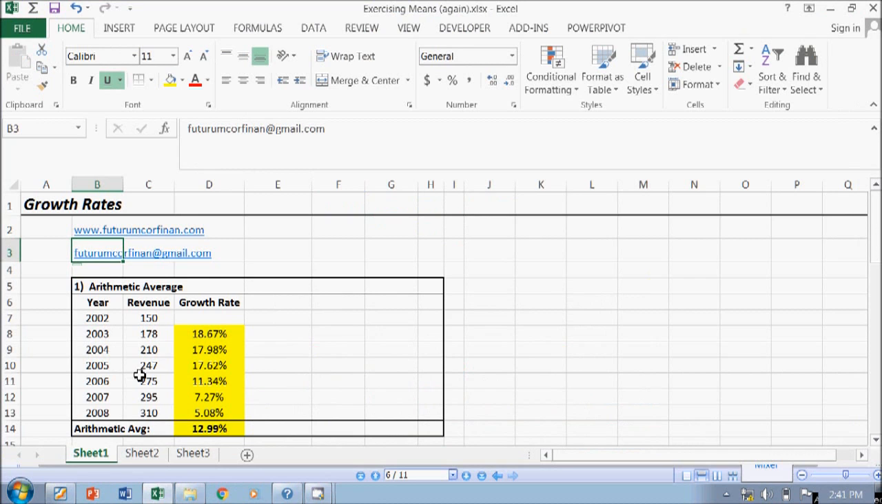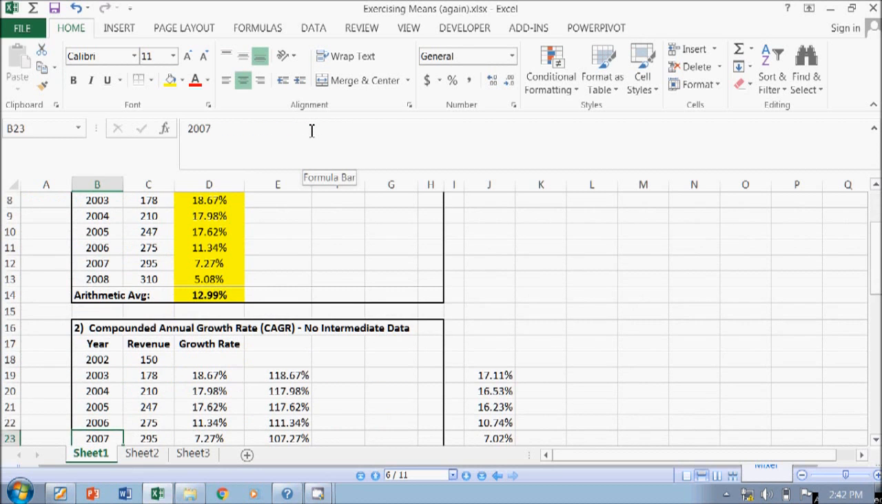Okay, I will use a very simple example. I'm going to introduce you to the arithmetic mean or average. So basically you can use the arithmetic average or mean, and then you have what we call the compounded annual growth rate, CAGR. There will be two.